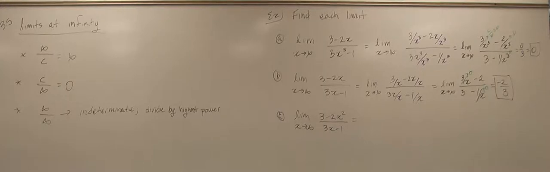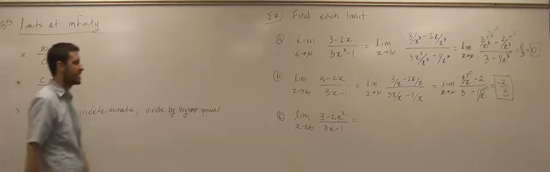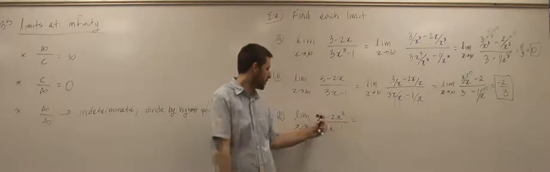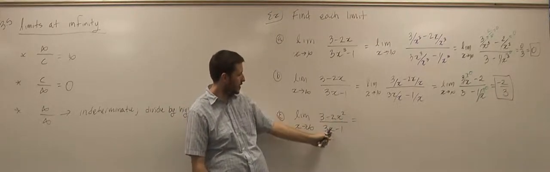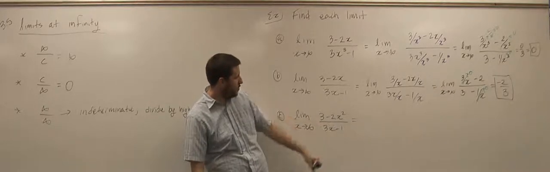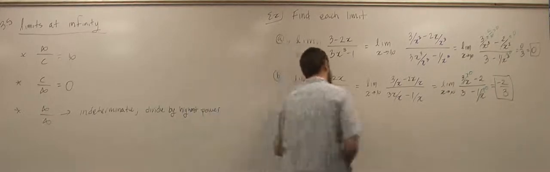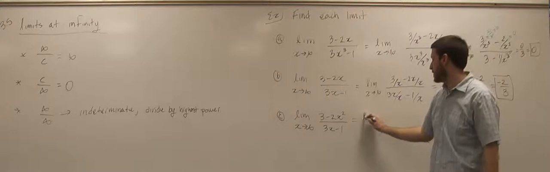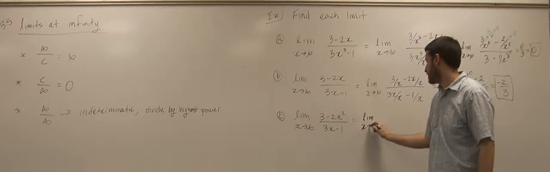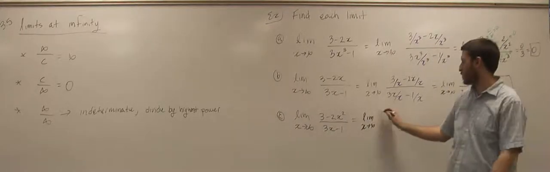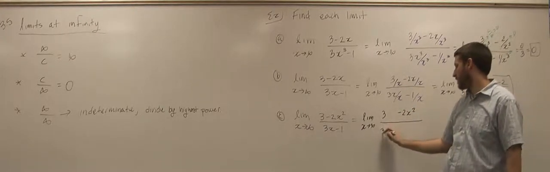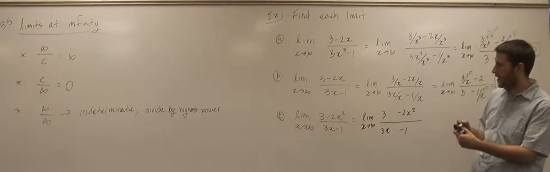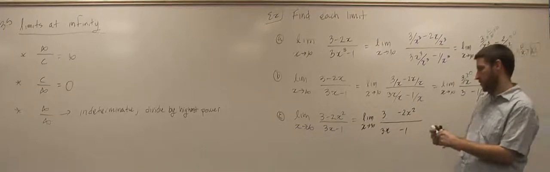What are we going to do in the next one? It's infinity over infinity again, because when you plug in infinity, you get infinity on top for the x squared and infinity on bottom. So you have to try to divide by the highest power. So this becomes limit as x goes to infinity, 3 minus 2x squared over 3x minus 1. I'm going to divide everything by x squared this time.